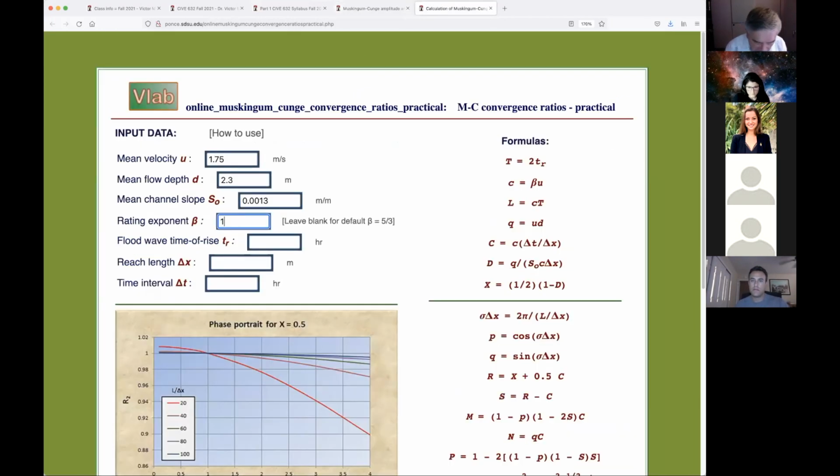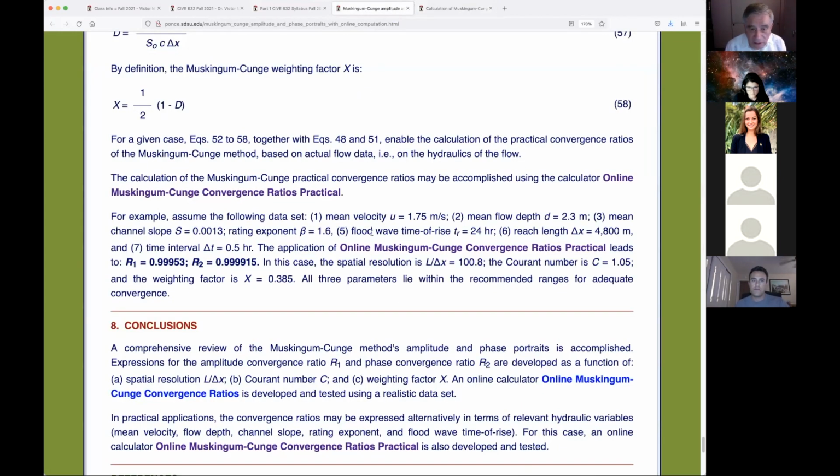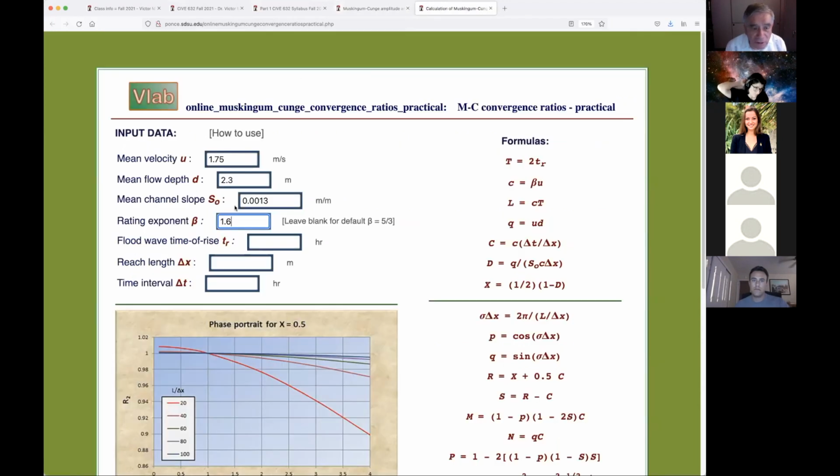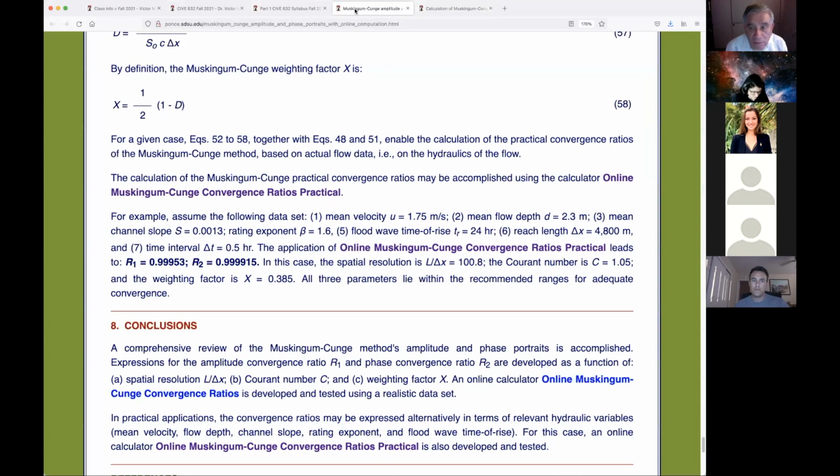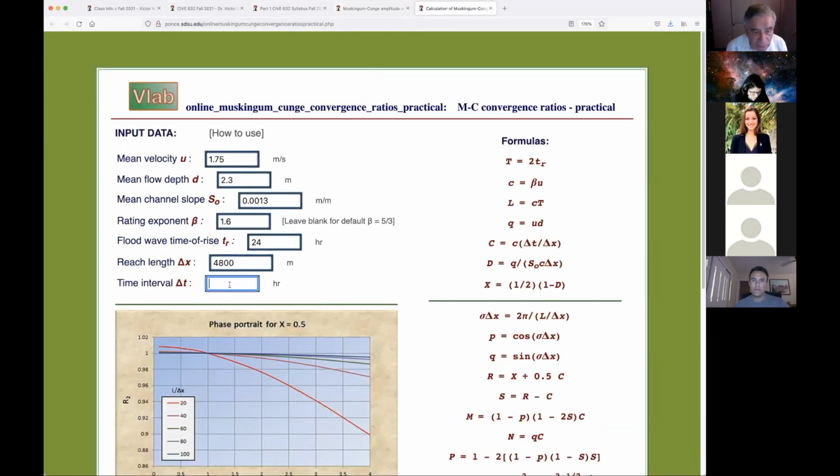1.6 is the standard almost trapezoidal channel, because 1.67 is rectangular, 1.55 is real trapezoidal. Floodway rise, the floodway is 24 hours, reach length 4,800. Okay, we'll go in here, 24 hours, reach length 4,800, and time interval 0.5.